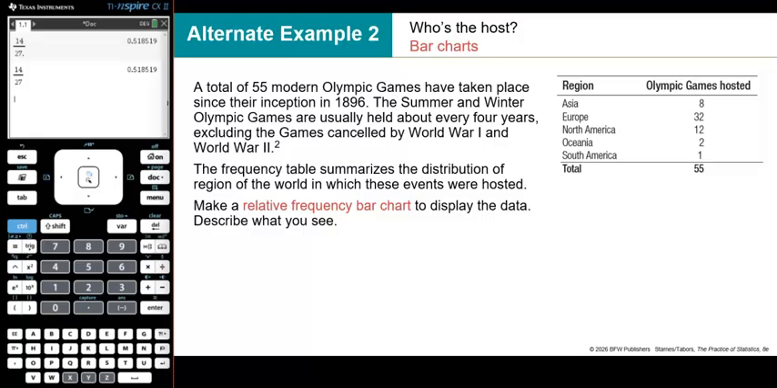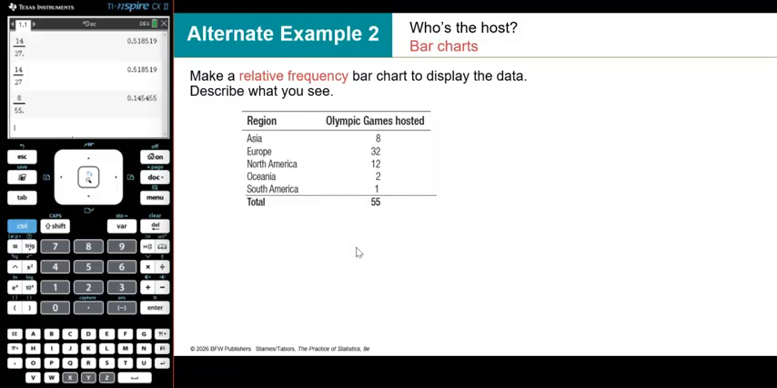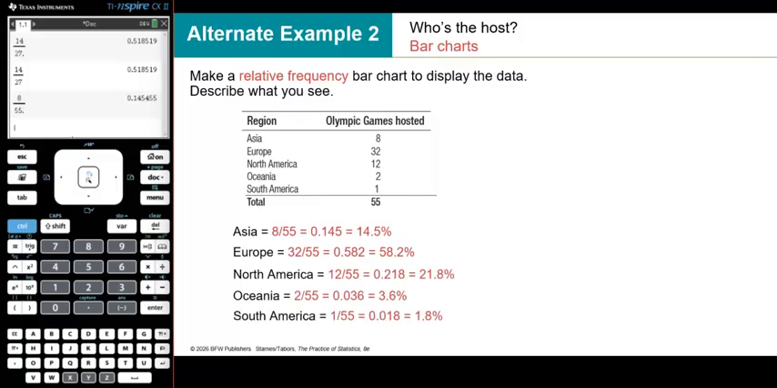Describe what you see. So to do that, you would get your calculator out and you would go 8 out of 55, put a decimal point. So 14.5% of the games were hosted in Asia, for example. You would do that for each one of them. Again, you want to show the work, 8 divided by 55, 0.145. Do that for each of them.